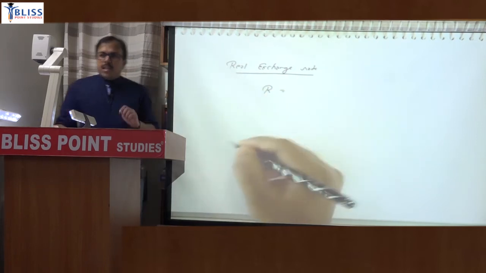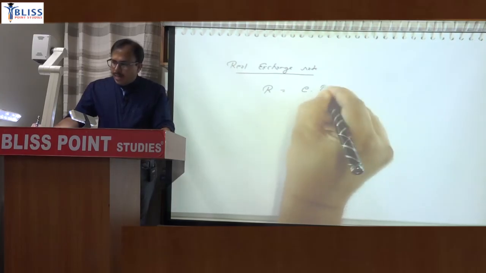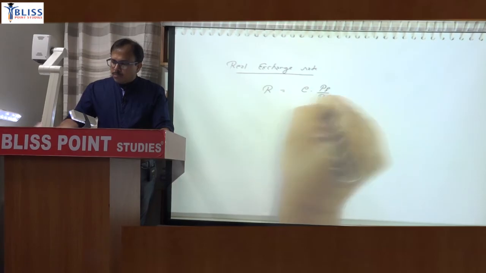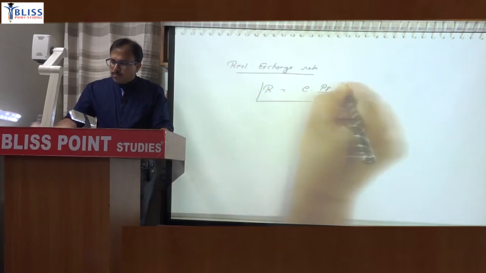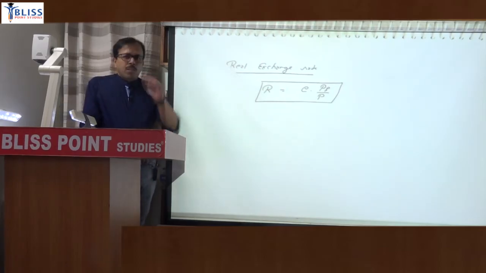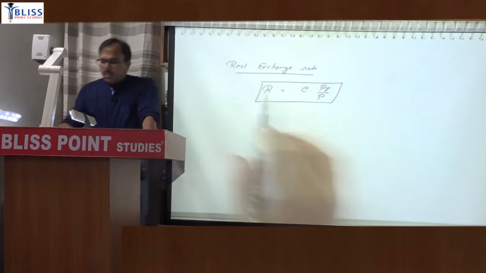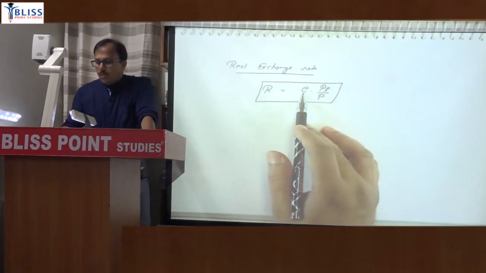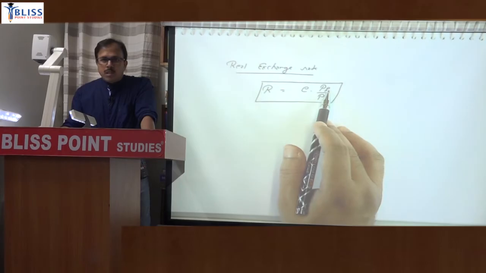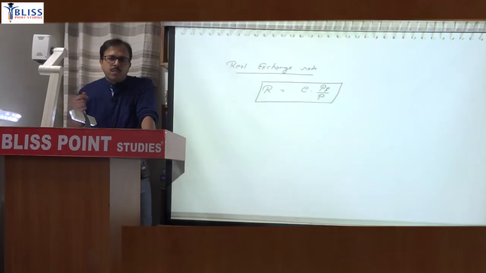Remember that a real exchange rate is basically the nominal exchange rate times the price ratio, price in the foreign country upon domestic price. Foreign you can denote by star also, P star by P also you can write. So this R is the real exchange rate, this E is the nominal exchange rate, this P F is the foreign country price, and this is the domestic country. We are talking about the price of a basket of goods that we are referring to.